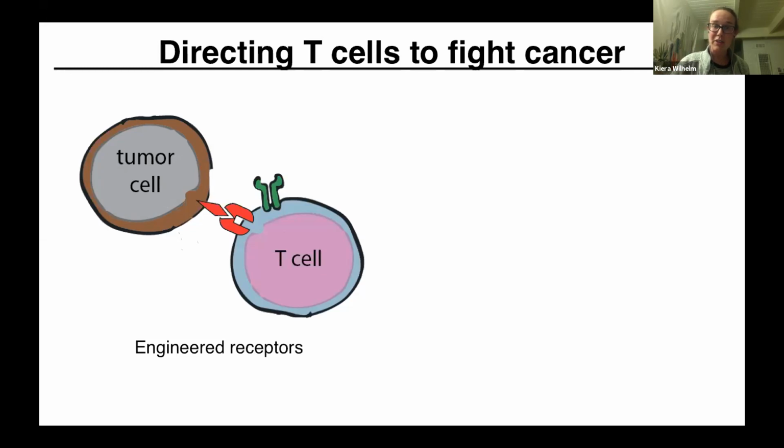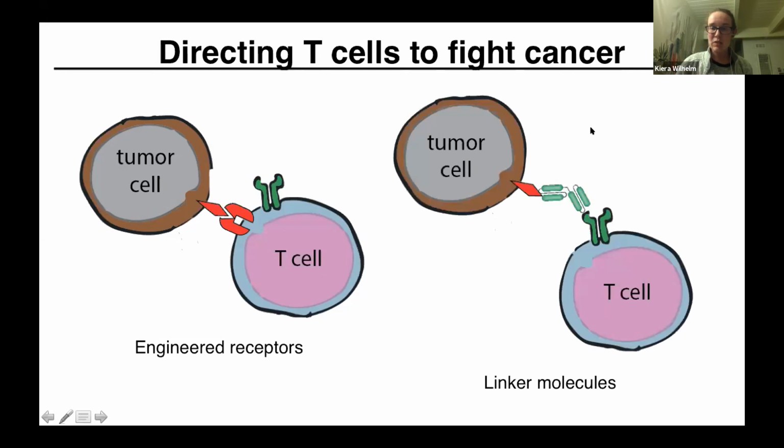Another alternative way to direct T cells to fight these cancerous cells is to use some sort of linker molecule that links the tumor marker to the native T cell receptor. Surprisingly, it might seem strange that just linking the receptor, not necessarily docking correctly on the receptor, is enough to activate the T cell and say, hey, kill this tumor cell. But these linker molecules actually are quite effective.